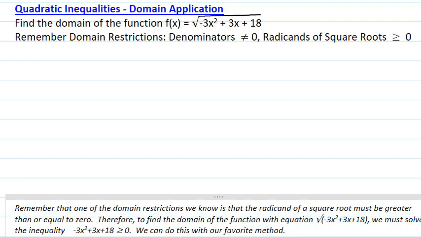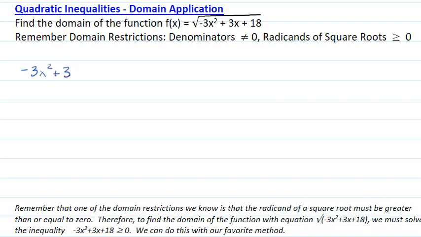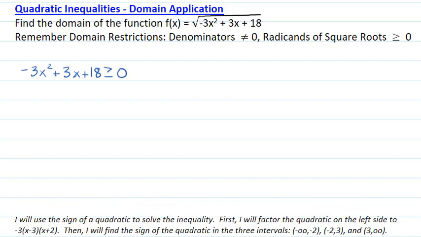Therefore, to find the domain of the function f of x equals the square root of negative 3x squared plus 3x plus 18, we must solve the inequality negative 3x squared plus 3x plus 18 greater than or equal to 0. We can do this with our favorite method. I will use the sign of a quadratic to solve this inequality.